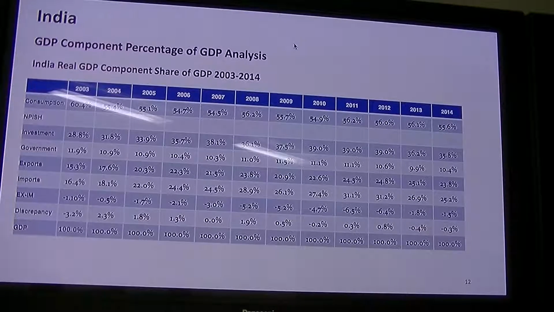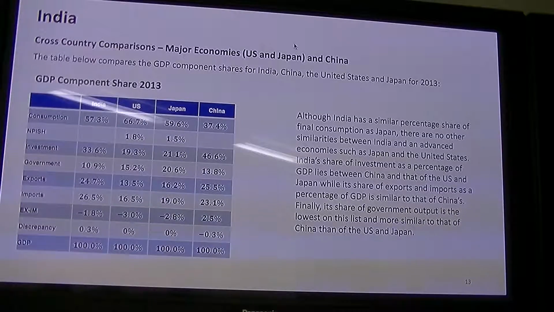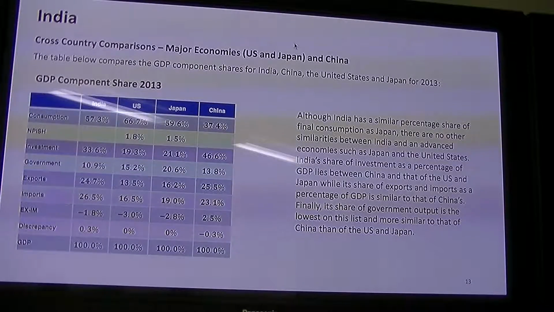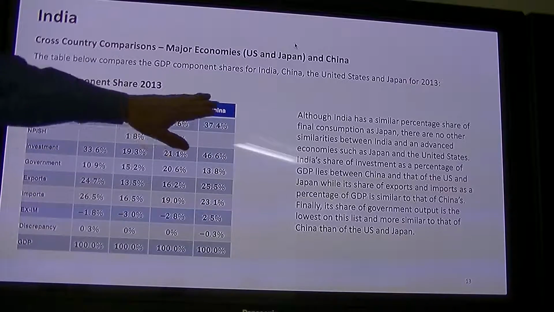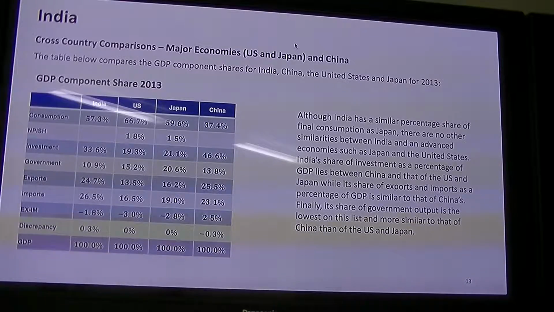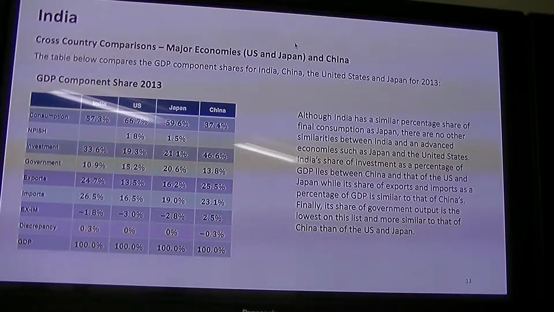So I think that gives a good picture of the GDP component share. I wanted this table to compare so that you can just see where the countries are relative to other countries. This was in 2013, so this is a snapshot, but I wanted to compare India, the US, Japan, and China in 2013.